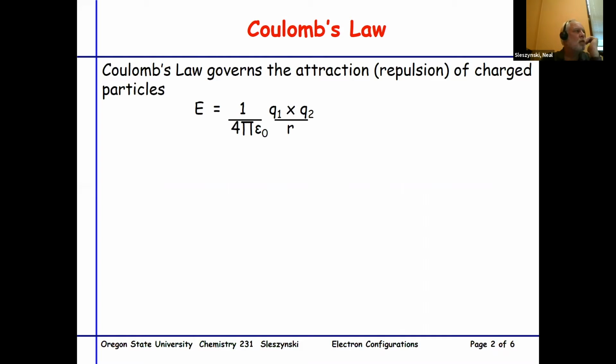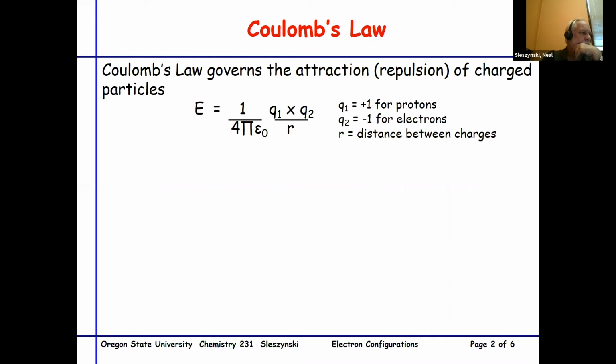Here we can see Coulomb's law stated as energy equals 1 over 4 times pi times a constant called the permittivity of space, times the charge on one particle times the charge on the other particle, divided by r, which is the distance between the charges. Specifically, when we're considering electrons and protons, Q1 equals +1 for our protons and Q2 equals -1 for our electrons.